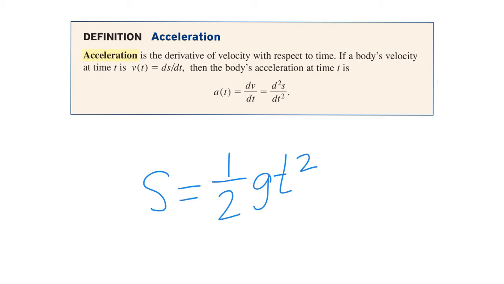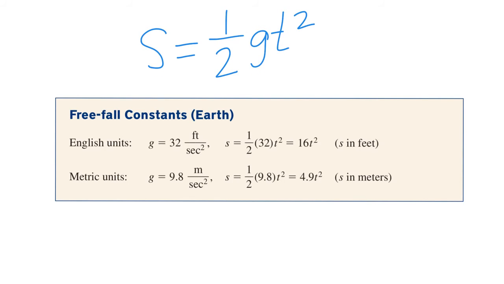The value of g in this equation depends on the units used to measure s and t, with t in seconds being the usual unit. We will have the following values. These are free fall constants for Earth, because if you remember, gravity is not the same around the universe and the solar system. So on Earth, gravity in English units is going to be 32 feet per second squared. In metric units, that's 9.8 meters per second squared.